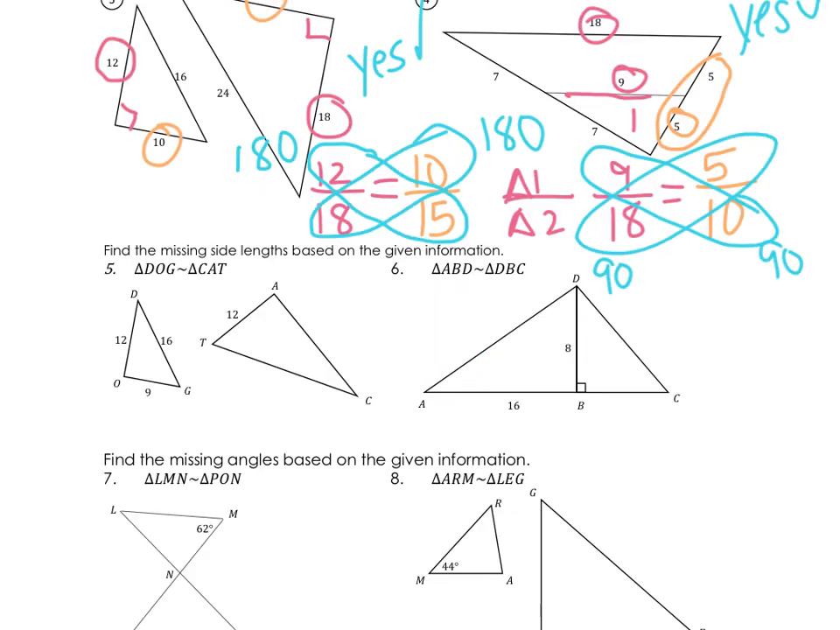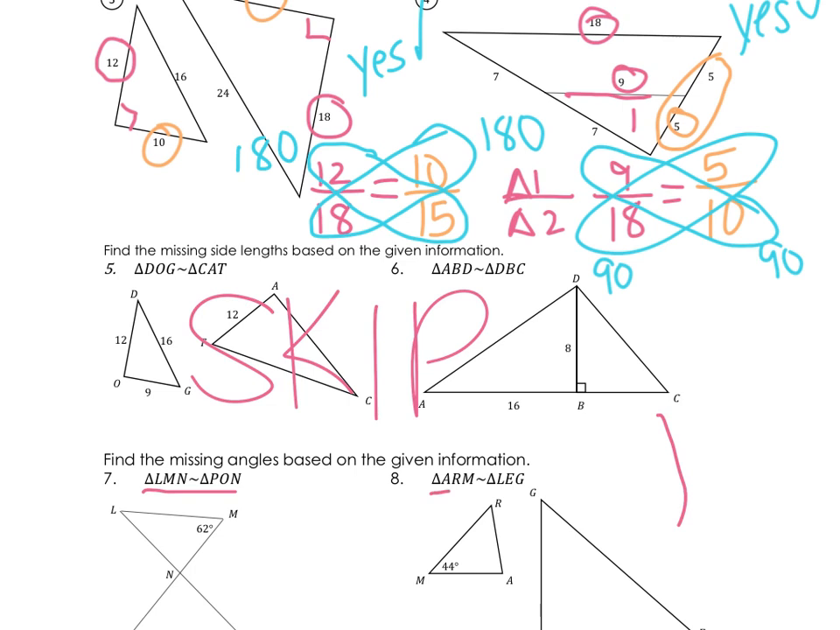All right, what you can do is skip this part, and then for 7 and 8, try those on your own. You should be able to find those missing angles, especially if the statements say that these are similar. So use your knowledge of angles to try and find those missing angles, and then you can check the answer key on Schoology.